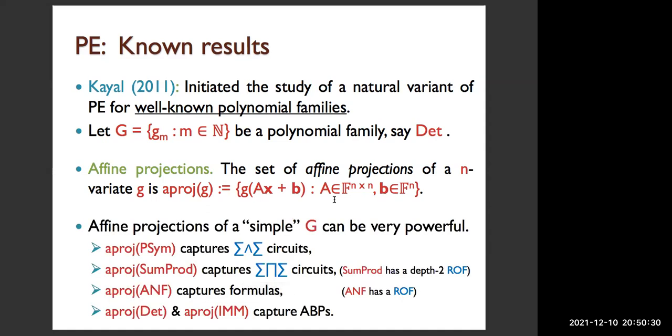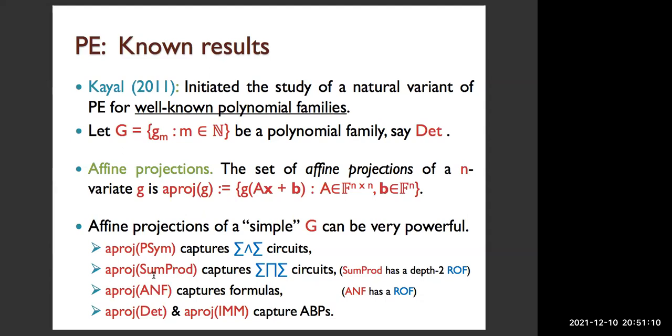Because they're interesting, especially for several well-known polynomial families, because of known results, which are not too hard to see. Affine projections of, let's say, the power symmetric polynomial, which we just defined as x1^d + x2^d + ..., if you replace the xi's by arbitrary linear forms or affine forms, that captures depth-3 powering circuits, right? Any depth-3 powering circuit is in the affine projection of the power symmetric polynomial. Similarly, any depth-3 circuit is in the affine projections of what is called the sum product polynomial.